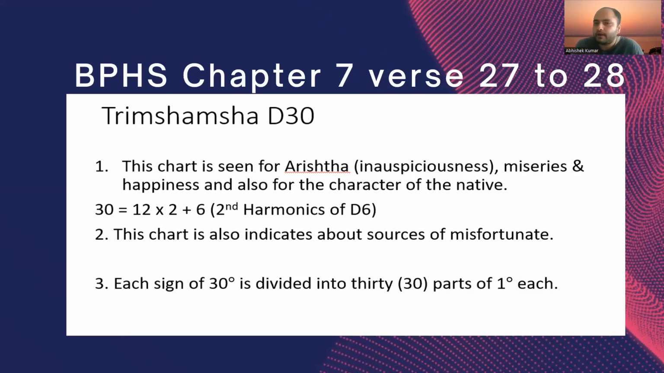When we do our analysis at the subconscious level, the second harmonics level, we are able to see that refinement. The first cycle is 12, then you go for another cycle, 12 into 2, that is 24. Then add 6, so 24 plus 6 is 30. This D30 is basically the second harmonics of D6.